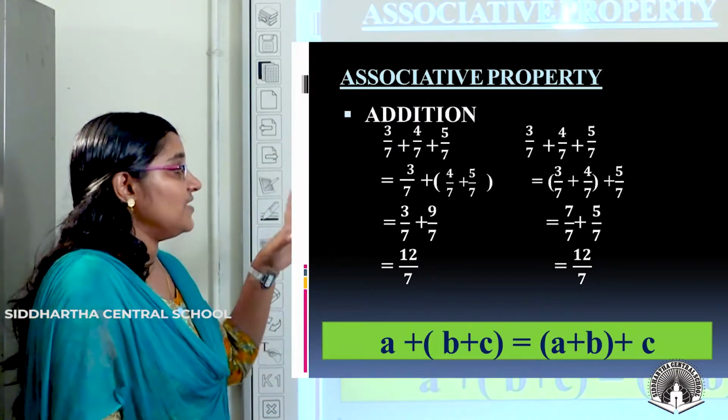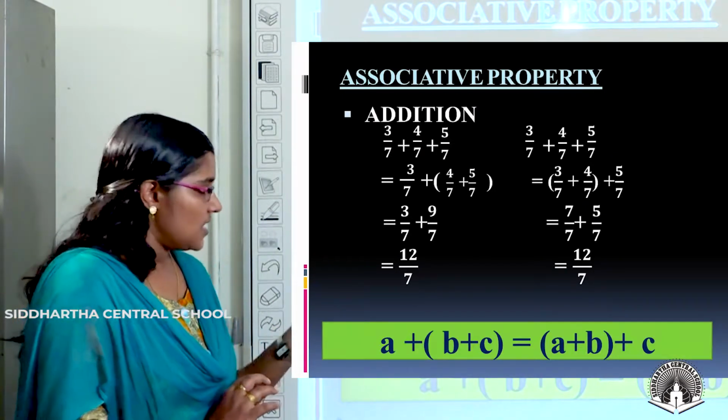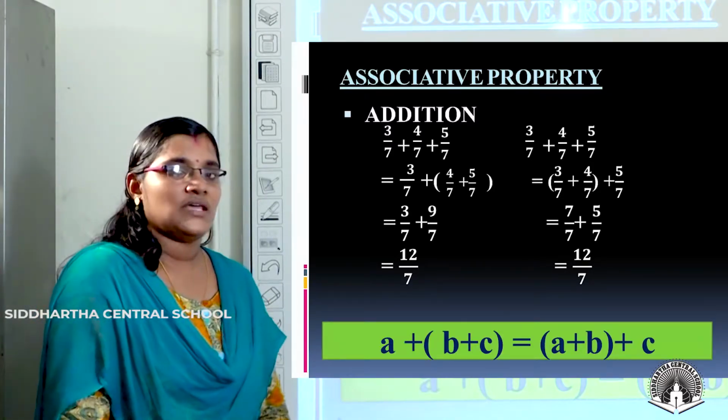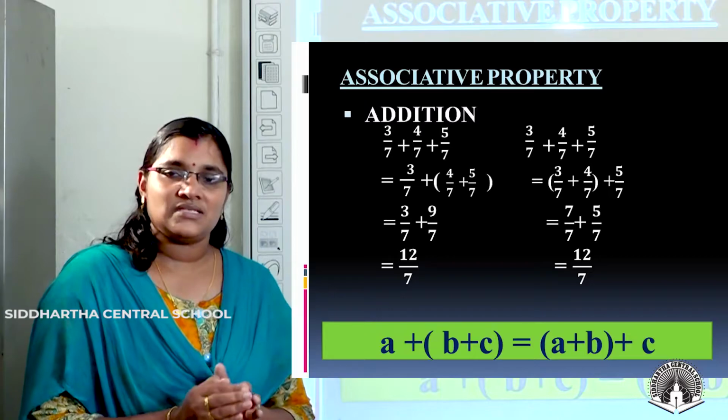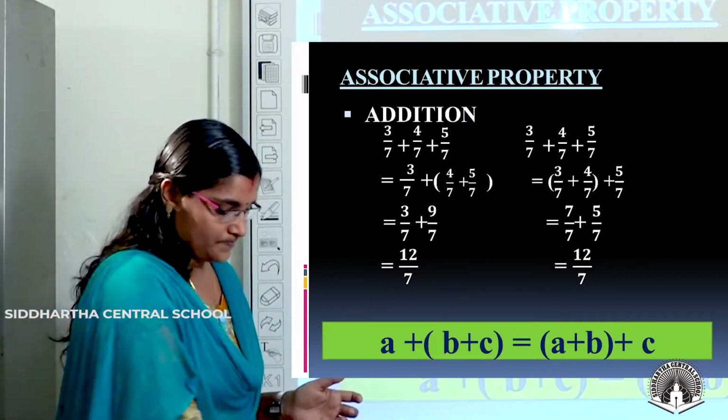Okay. So here we are taking three rational numbers. We can interchange the bracket, and that also we will get the same answer. Finally, we can say that A plus (B plus C) is equal to (A plus B) plus C.